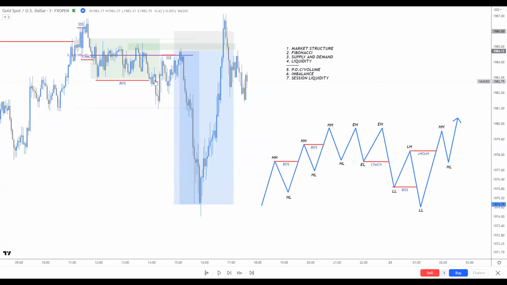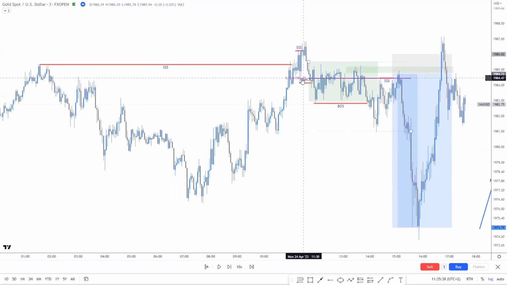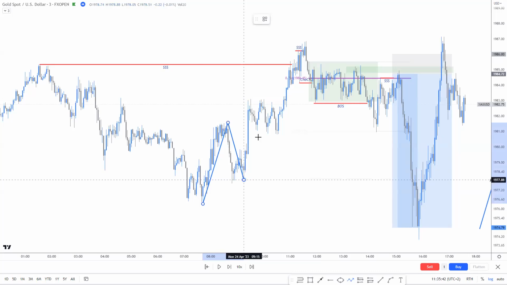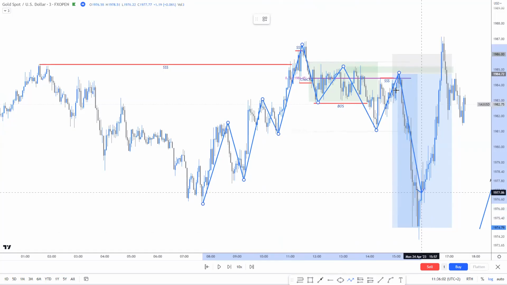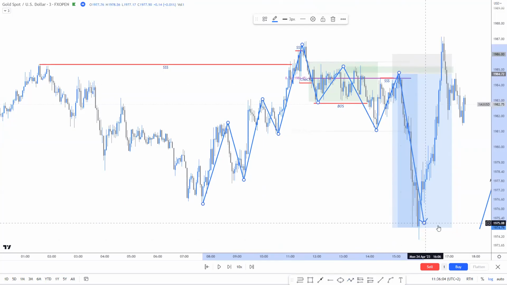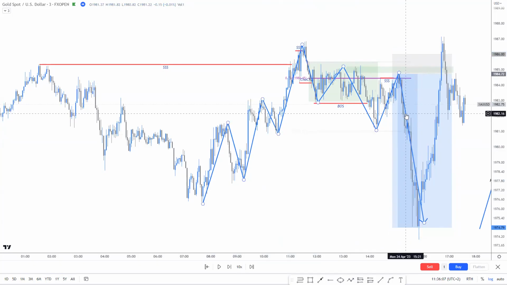Did you see the same structure like yesterday's? What do you mean? Yesterday, you see, for example, price was going up, higher high, higher low, higher high, higher low, higher high, and then price breaks structure right there, giving birth to a new trend. So that's the change of character. Price creates a new higher high, breaks this low, break of structure, new higher high, new higher low, breaks the low to create a new lower low, another break of structure.